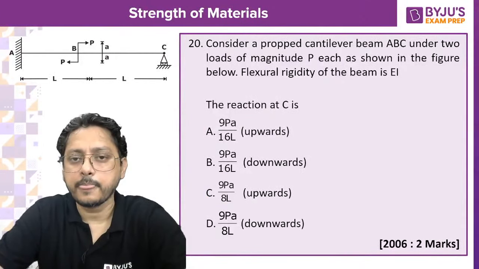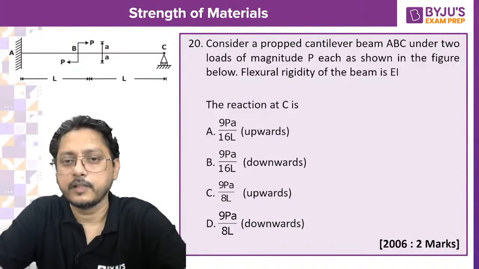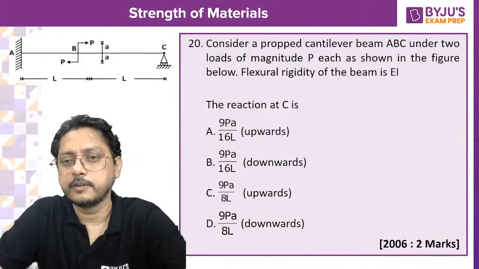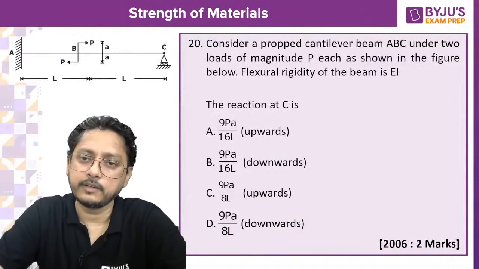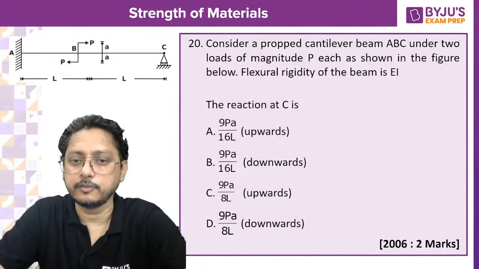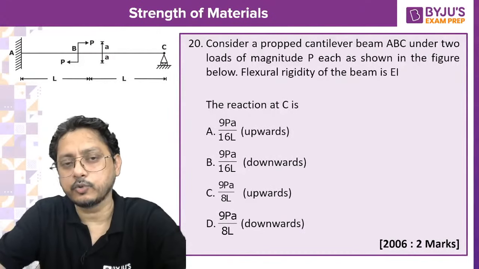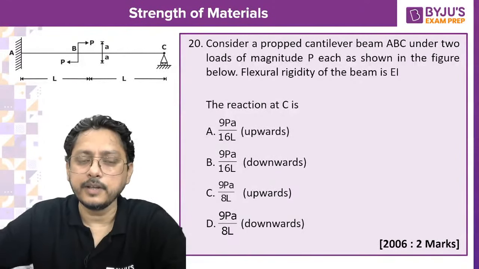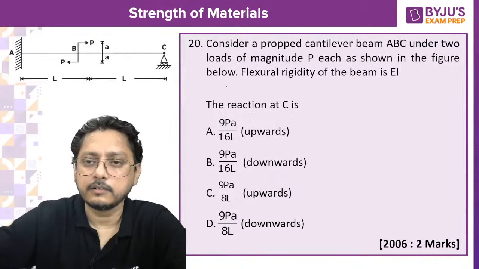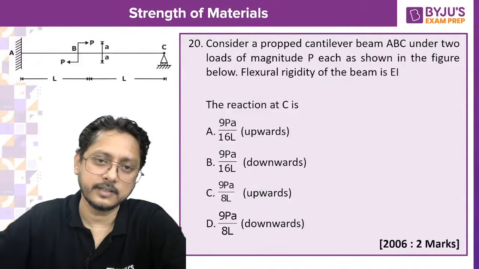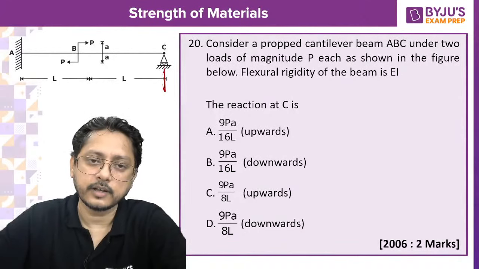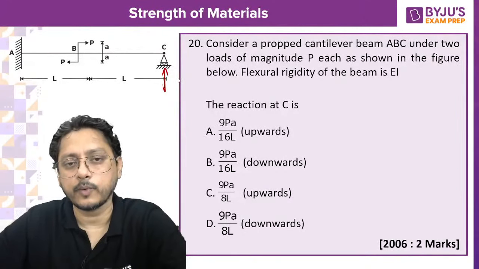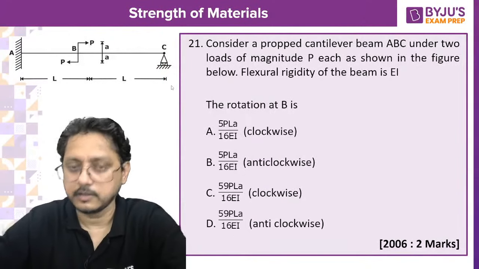What about this one? Consider the propped cantilever beam ABC under two loads of magnitude P each, as flexibility of the beam EI is given. This is also quite easy. You can use your compatibility condition to get the reaction. He is asking the reaction here. So use the method of consistent deformation or compatibility, whatever you say. That is reaction at RC.